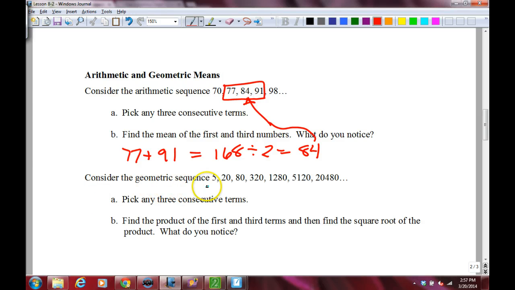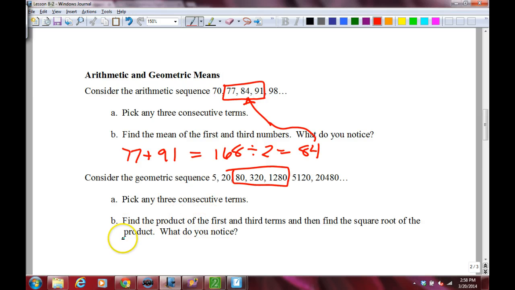Now it says, consider the geometric sequence. Do the same thing. Follow the directions on this and see what you get. Yep, so I'm going to pick these 3 right here. It doesn't matter which 3 you pick as long as there's 3 in a row.